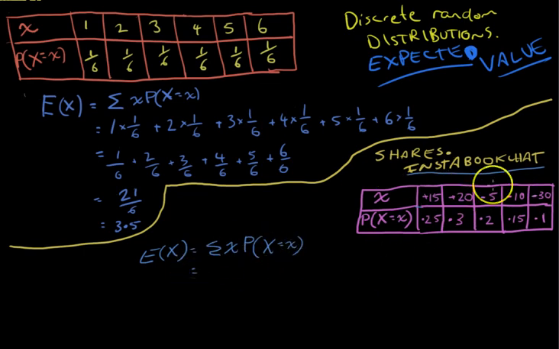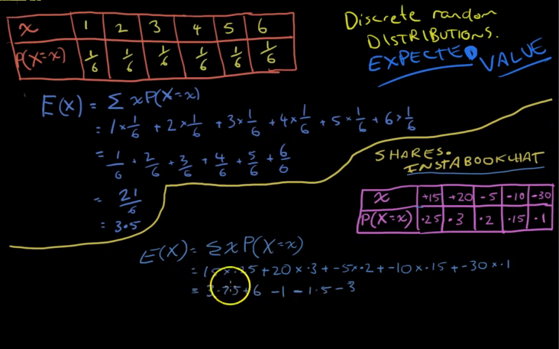Okay, so the sum of all of these, sum of this multiplied by this, so that's positive 15 times 0.25 plus 20 times 0.3. Now this next bit is plus negative 5 times 0.2. Really don't need the plus in there, but I'll just do it because that's what our formula is. Plus negative 10 times 0.15 plus negative 30 times 0.1. Let's see how that looks.